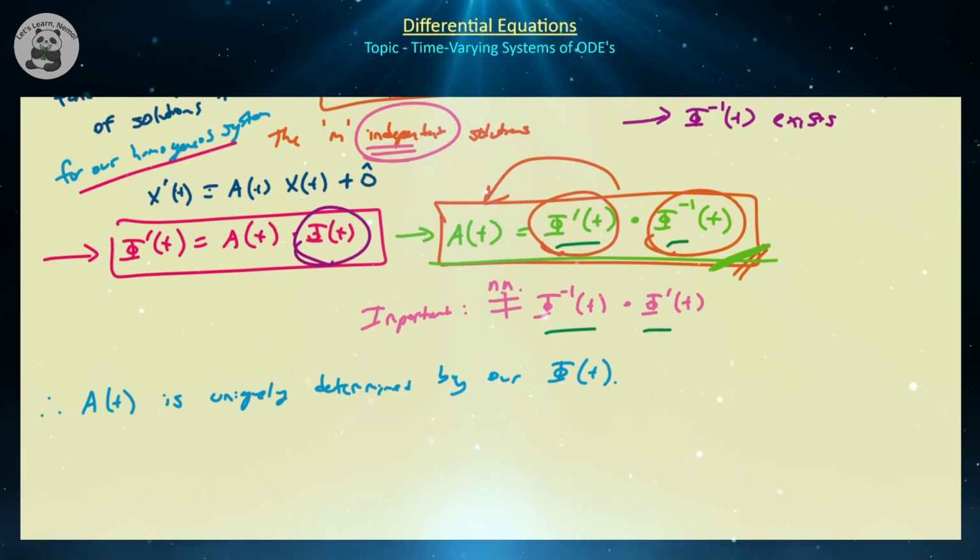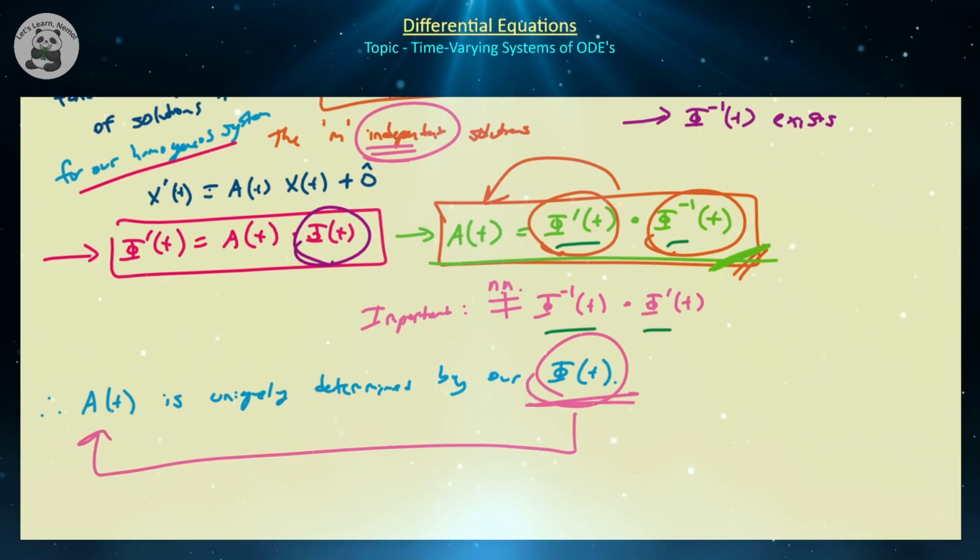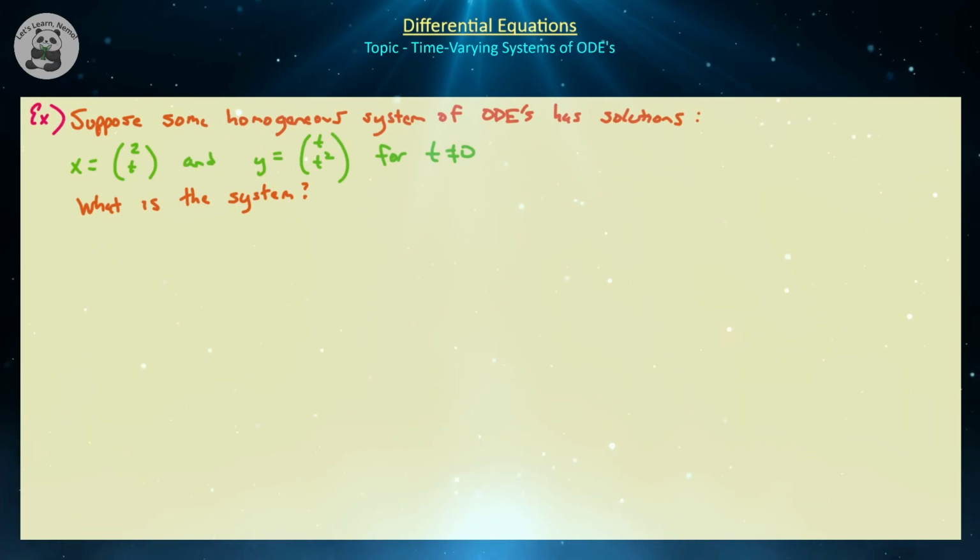Right? Now, we haven't really talked about how to find this matrix phi, which is going to contain all of our solutions. But if we do know what our solutions are, without even being given a differential equation system, we can actually uniquely determine which system of differential equations these solutions correspond to. So let's actually look at an example of sort of how that goes. Suppose some homogeneous system of differential equations has the two solutions x is equal to 2t and y is equal to t squared for t not equal to 0, for example, positive time. What is this system of differential equations equal to?